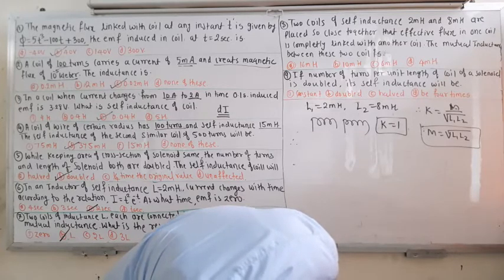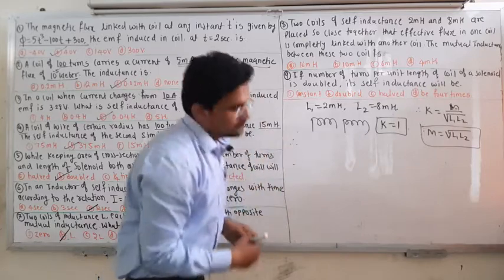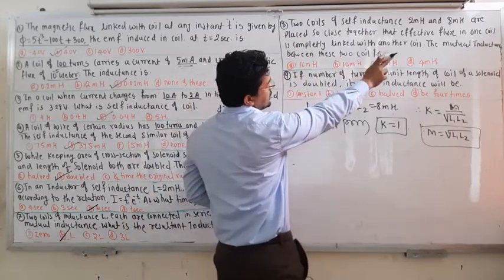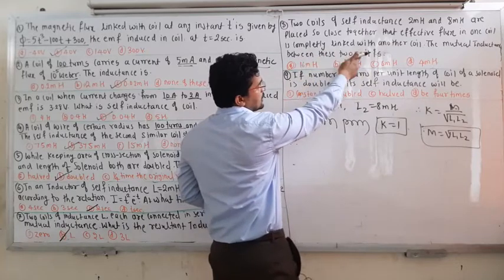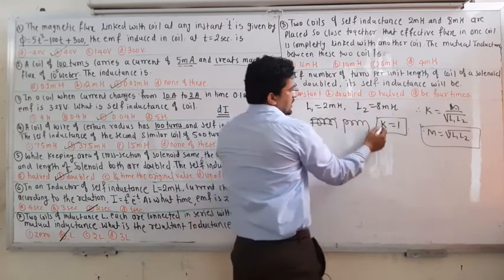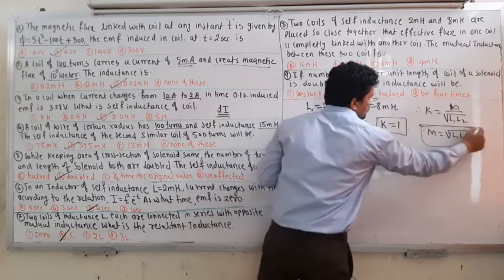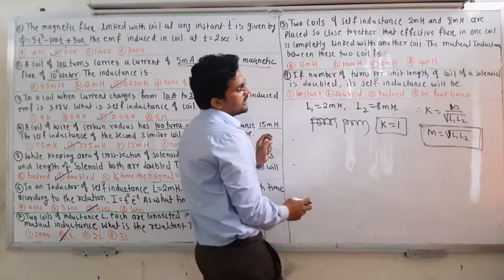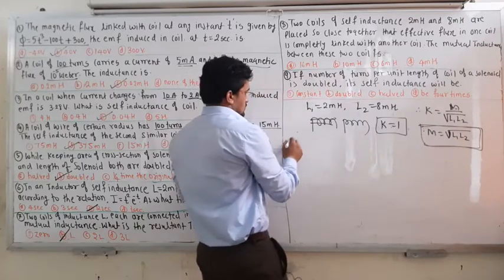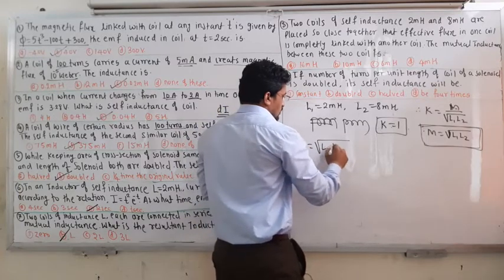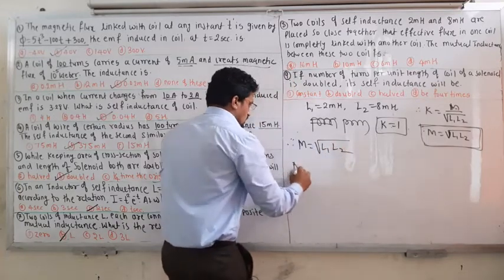It becomes series opposite to M. Now, the effective flux in the one coil is completely linked with another coil. Whenever the flux created by this is completely linked with this, then K will be 1, and for that you have M equal to under root of L1 and L2. So mutual inductance M is equal to under root of L1 and L2.